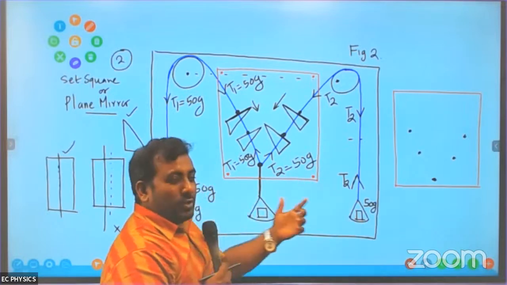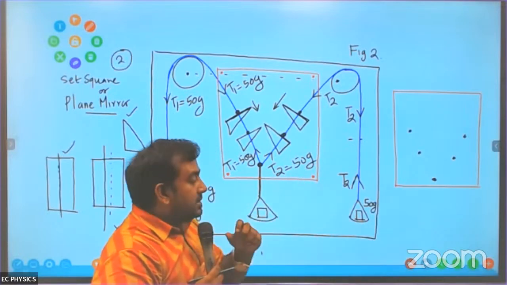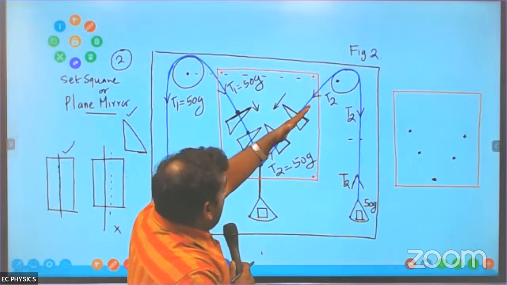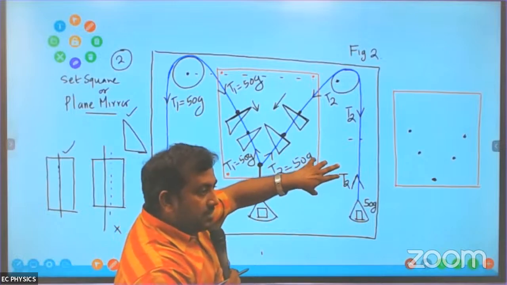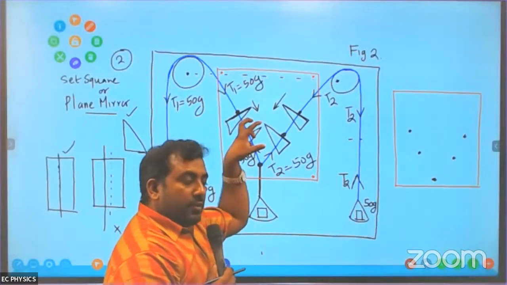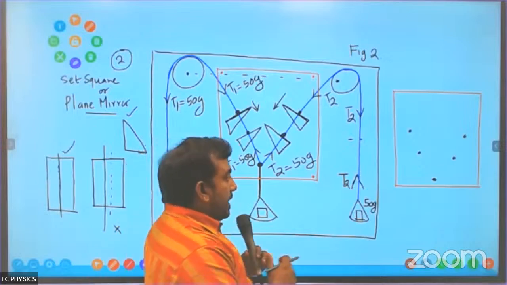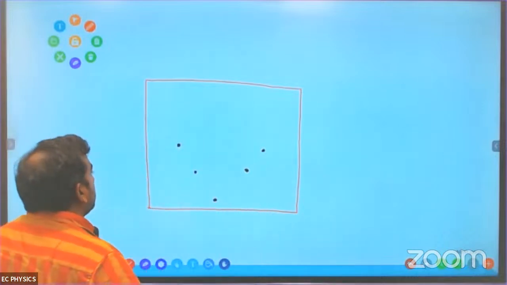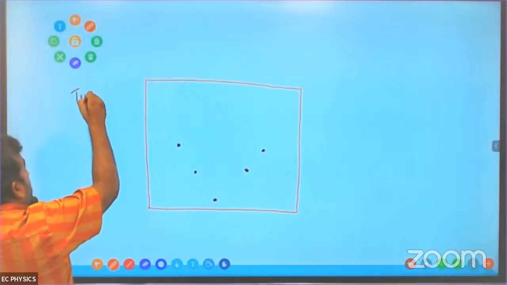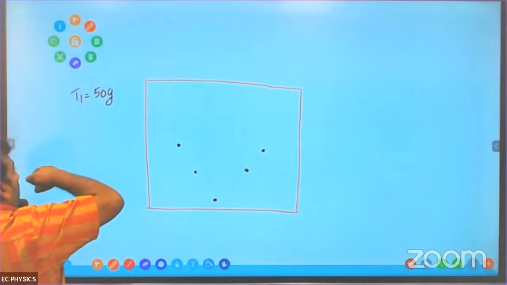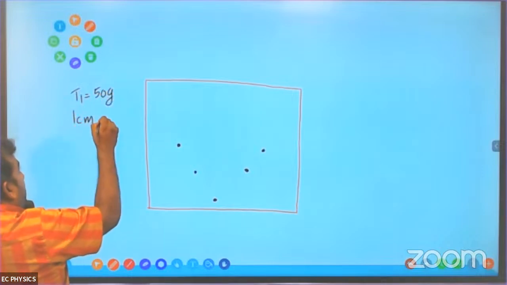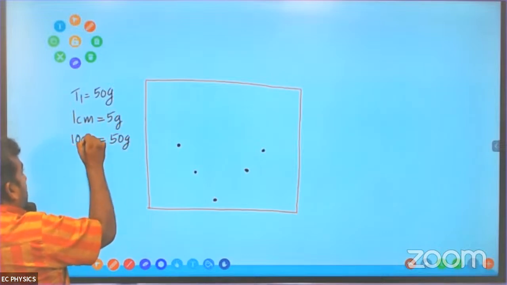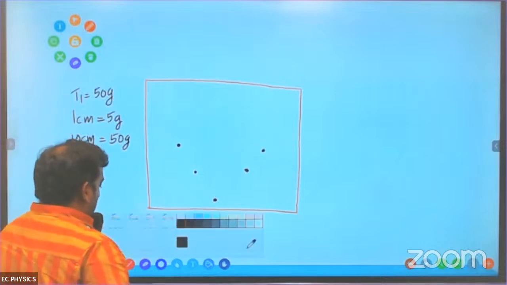Now you can put any weight you want. I'm just making it easy for us when you study this. Here T1 is 50 grams. So this line tension will indicate 50 grams. So that means when I draw this, I must use a suitable scale. So T1 is representing 50 grams. What I'll do is I will take 1 centimeter as 5 grams. Then 50 grams will be how many centimeters? 10 centimeters. Now we take a ruler.